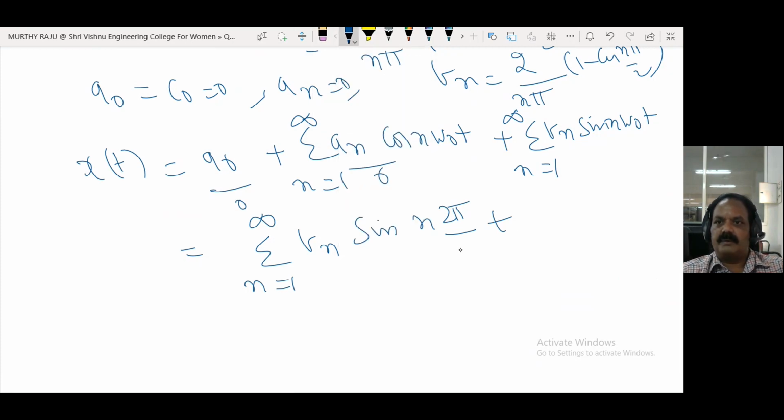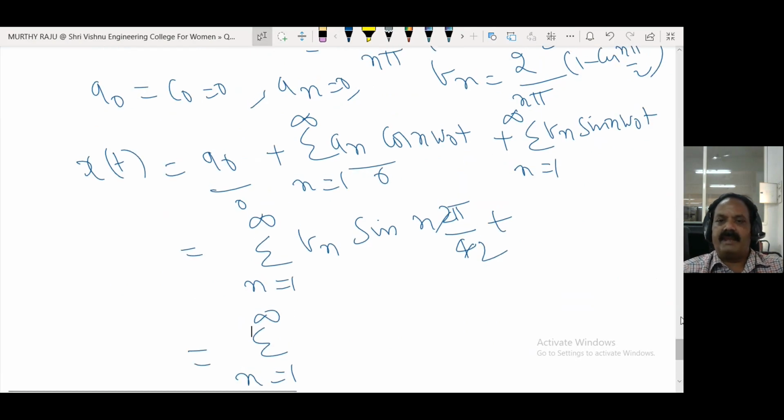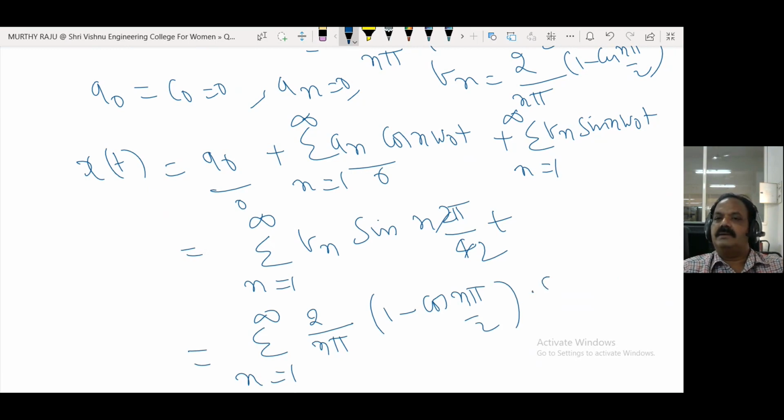Here T naught is 4. We know that Bn is equal to 2 by n pi, so x of t is sigma n equals 1 to infinity of 2 by n pi into 1 minus cos n pi by 2 into sin n pi by 2 into t. This is the Bn.